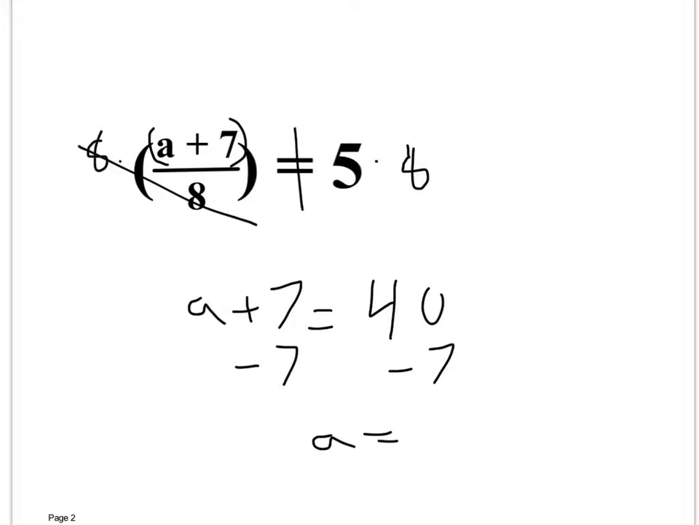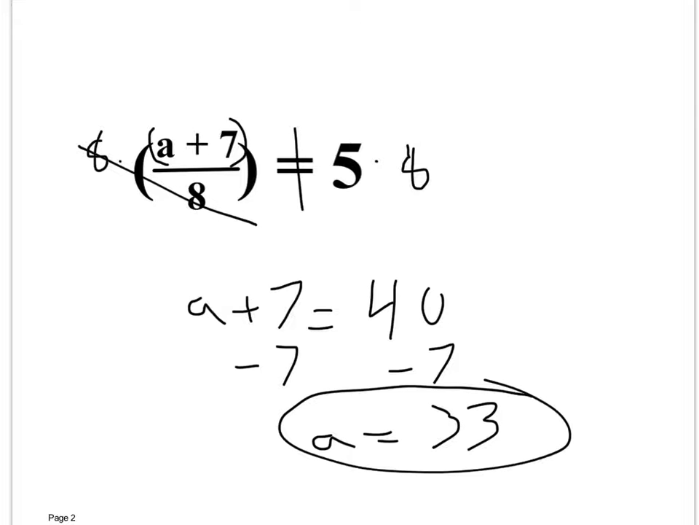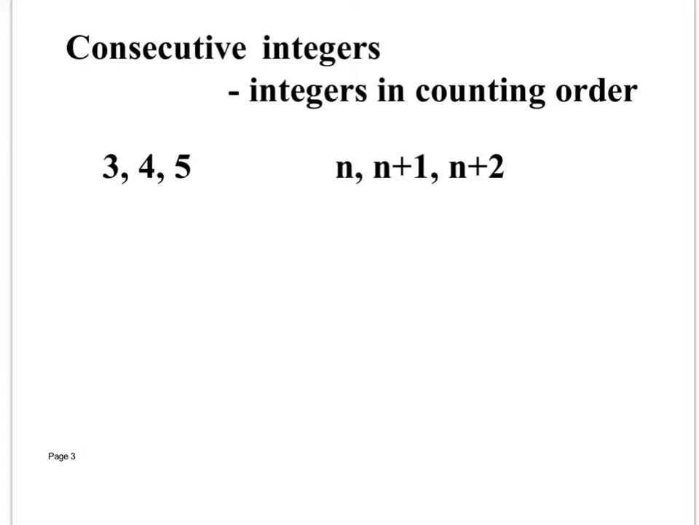A is equal to, anybody? 33. And I can check my answer. 33 plus 7 is 40. 40 divided by 8 is 5.